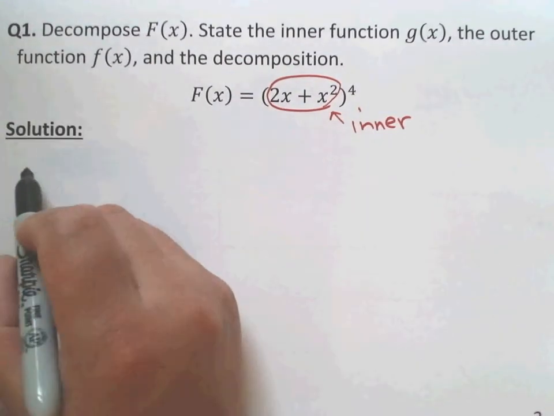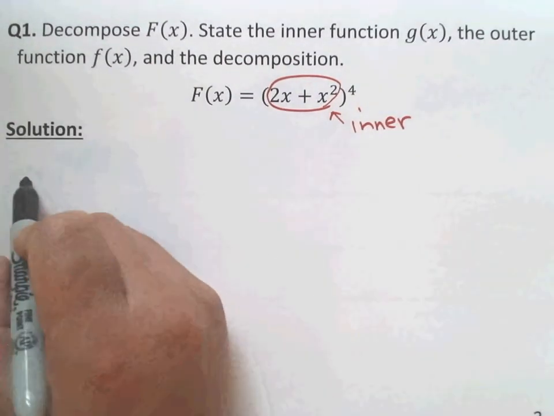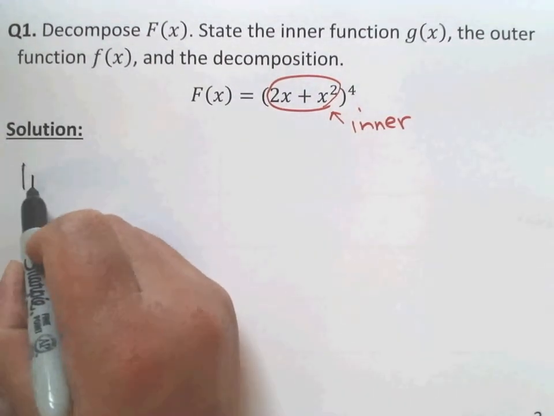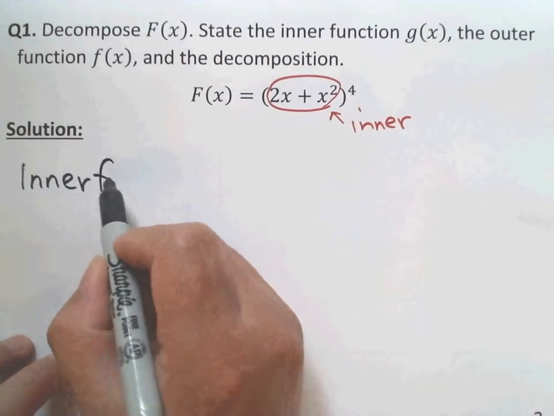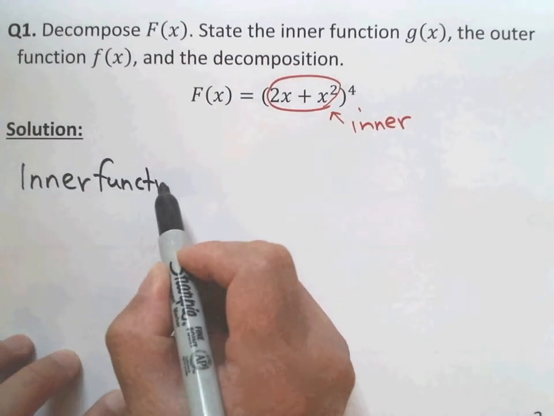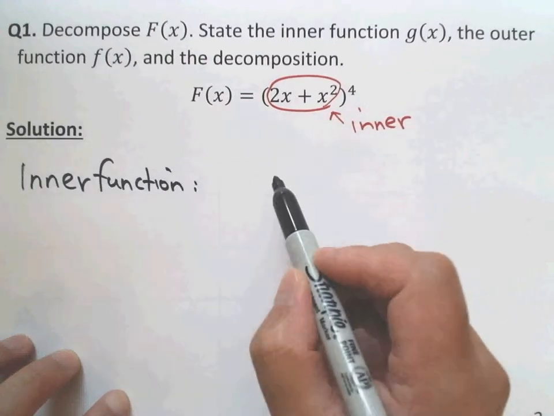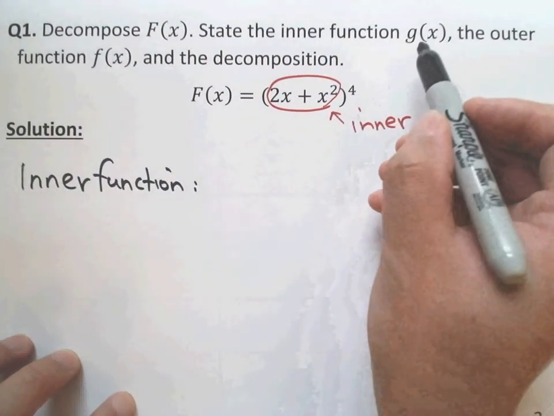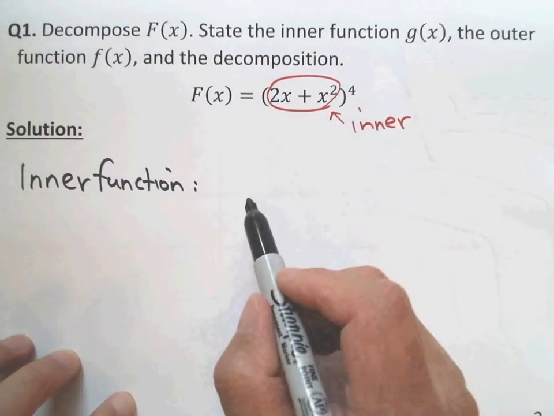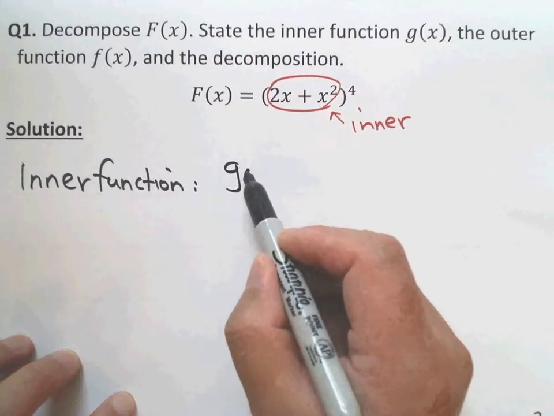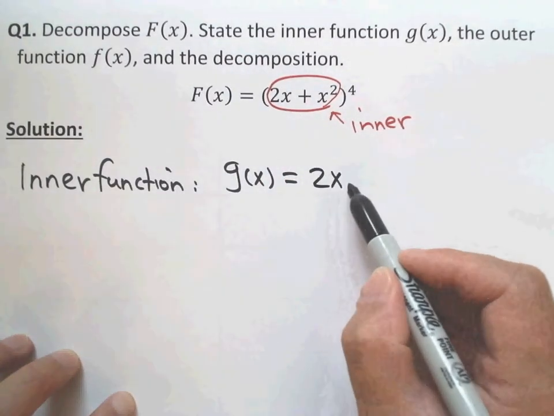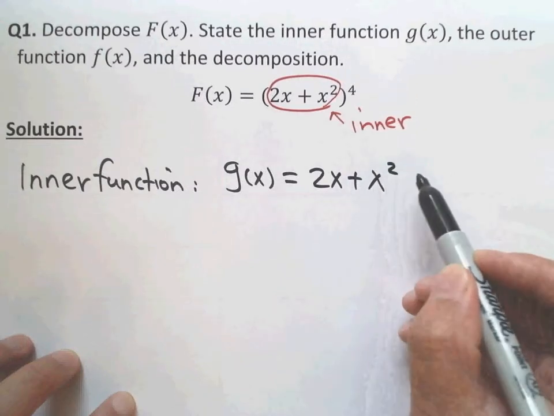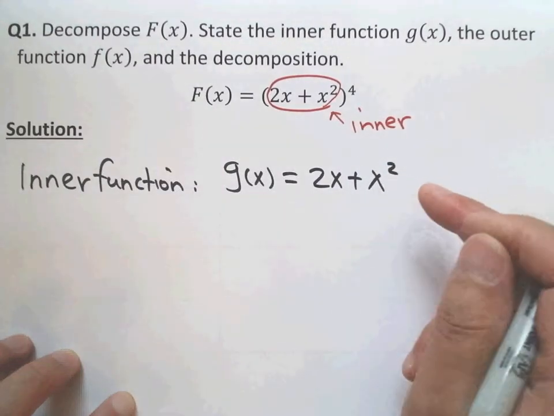So what do we do? I'll put it here. So the inner function is this. Usually we say the inner is g, so we write g(x) is the inner. So the inner is 2x plus x squared. A polynomial, right? A simple function.